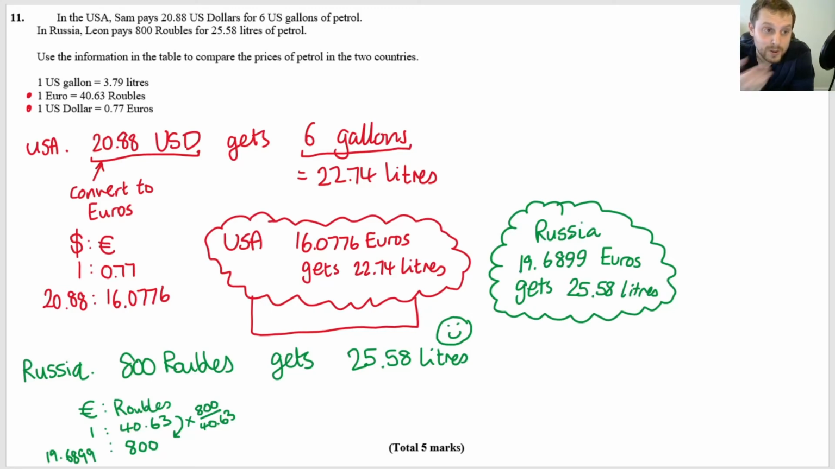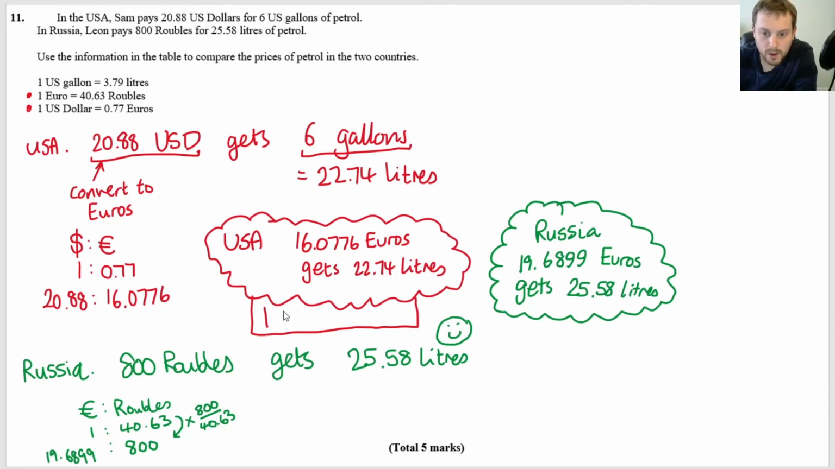What does 1 euro get you? How are you going to work this out? Well, you're going to divide by 16.0776. That would get you down to what 1 euro is, and you must also do 22.74 divided by 16.0776. So it's a bit like saying, if I'm paying 16 point whatever euros and I get 22.74 litres, what would only 1 euro get me? So I'm going to divide by the 16 point something.